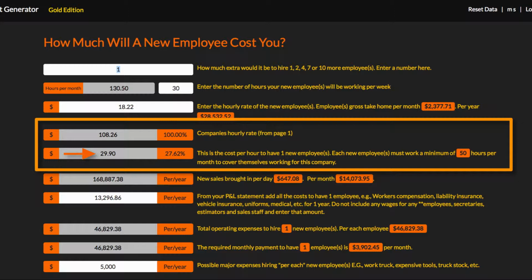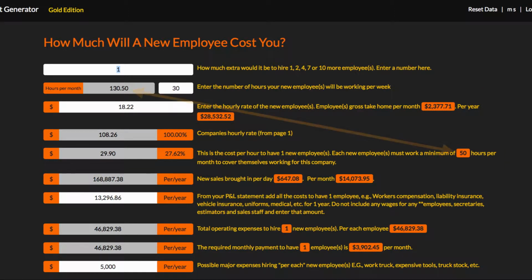a new employee. In this box right here, it shows that this new employee will have to work 50 hours per month in order to cover themselves working for your company and before this company starts taking a profit. So as a comparison, we can see that this employee who was working 130 hours a month, after 50 hours, this new employee is nothing but profit. Ask another business owner how many hours per month an employee must work for them before they take a profit, and watch them fumble for an answer.